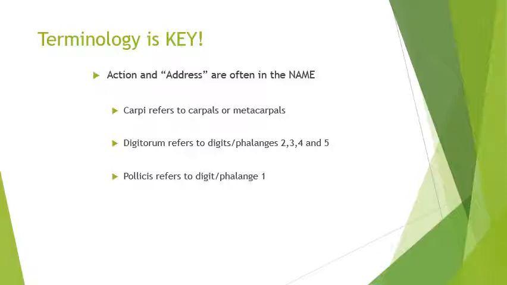So again, part of this terminology is key. Action and address are often in the name. So carpi refers to the carpals or metacarpals. So if you hear in the name the word carpi, that means you're usually looking at some sort of muscle insertion or origin in the carpal or metacarpal bones. Digitorum refers to the digits, phalanges 2, 3, 4, and 5. Pollicis refers to the first digit or phalange 1.